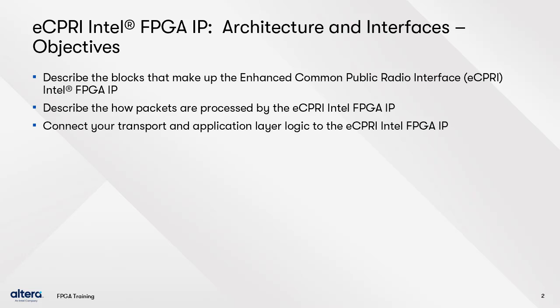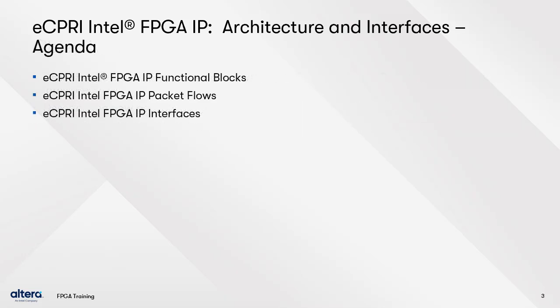By the end of this course, you will be able to describe the architecture and functional blocks that make up the eCPRI IP. From there, you will learn how packets are routed and processed by the IP. Finally, you will learn about the interfaces found on the IP that you will use to connect your transport and application layer logic. In this training, we will start with a look at the IP's functional blocks. Then we will study the incoming and outgoing packet flows and how they are handled by the IP. In the last section, we will study the various interfaces on the IP for connection.